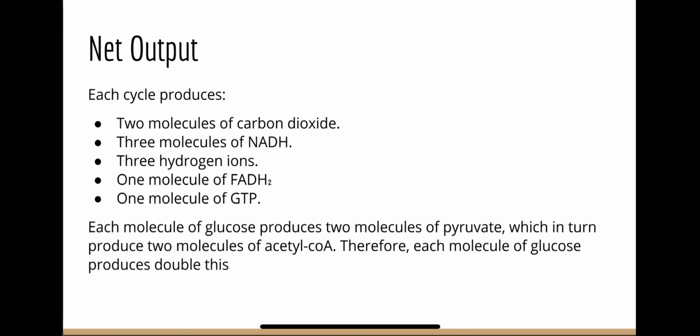So now I'm going to tell you guys about the net output. Each cycle will produce 2 molecules of carbon dioxide, 3 molecules of NADH, 3 hydrogen ions, 1 molecule of FADH2, and 1 molecule of GTP. Each molecule of glucose produces 2 molecules of pyruvate, which in turn produce 2 molecules of acetyl-CoA. Therefore, each molecule of glucose produces double the outputs.